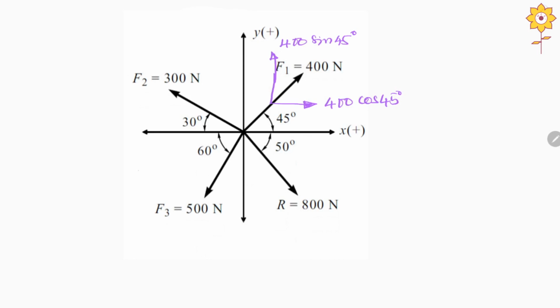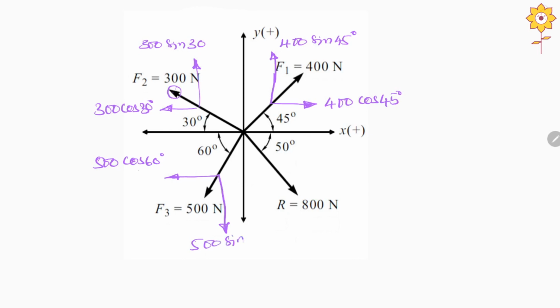Again, we'll move towards F2. F2 is making an angle 30 degree with x axis. So again, this will be 300 cos 30, and this will be 300 sine 30. We have to look at this arrow as well. Based upon this arrow only, we are going to make this component arrow. So this 500 Newton, that is F3, will be like this. This component will be 500 cos of 60, and this force, that is a vertical component, will be 500 sine of 60.